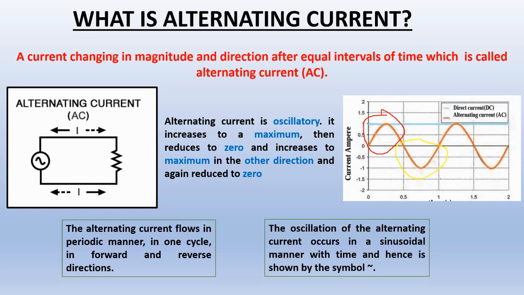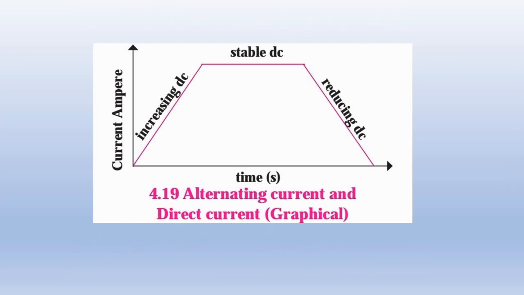And the graph of the oscillation of the alternating current is shown in a sinusoidal manner, that is shown by a sine wave. Over here the alternating current and the direct current is shown in the graphical manner. On the y-axis we have current in amperes and on the x-axis we have time in seconds. So this is the whole sine wave which I am marking in red color. This is a sine wave, that means the alternating current.